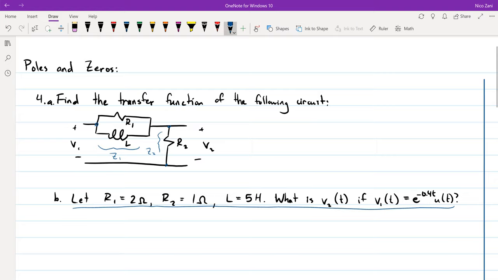And you always want to be looking for quick little tricks like that, right? You always want to be looking at, okay, how do I solve this? You don't necessarily want to go through node or mesh analysis all the time. What you want to do is make sure that you can do something quick like this. And you always want to be trying to do something quick like that. Which brings me to the next problem.